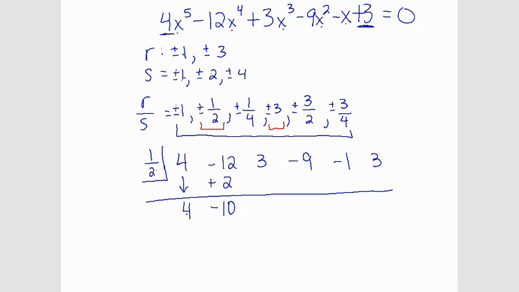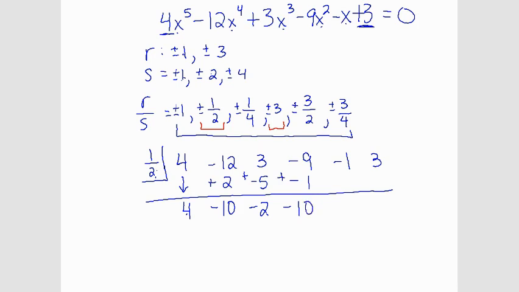And we repeat the process. 1/2 times negative 10 is negative 5. We'll go ahead and add 3 and negative 5. That gives me negative 2. 1/2 times negative 2 gives me negative 1. And then we add negative 9 plus negative 1, which is negative 10.